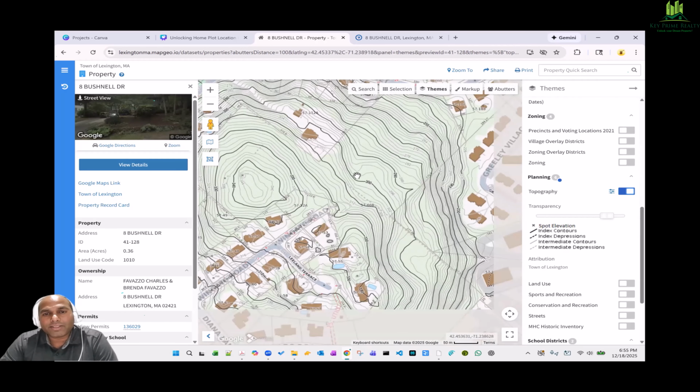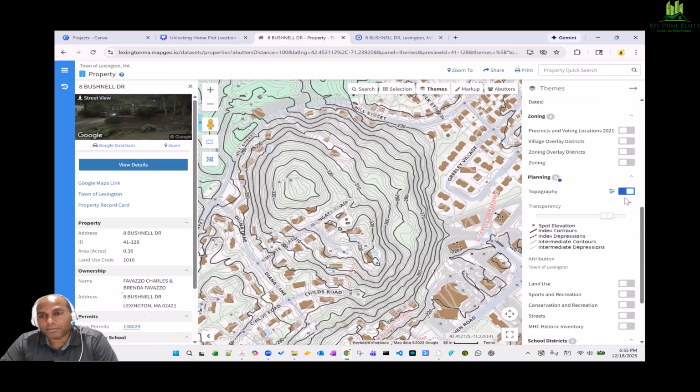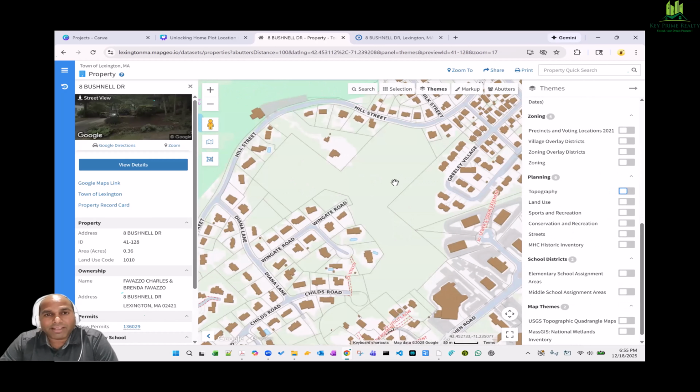Okay, so this topography is really helpful. And by the way, Lexington has done an amazing job in terms of their GIS map. There are other towns who have not done this many layers, but at least significant enhancement from the GIS map that's provided by the state.